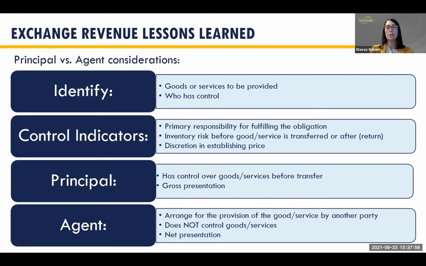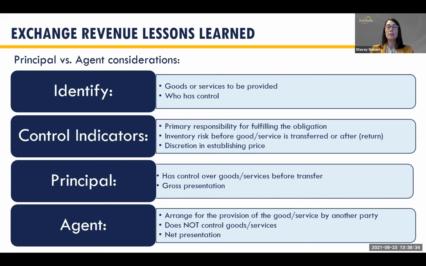to make that determination of who would be considered the principal versus agent. In a principal situation, the principal is going to have control over those goods and services, and they are going to report their revenue at gross presentation. An example of this would be, say we have an entity, let's call them Center for Arts, and they're selling tickets to a customer for a performance that's being put on by the center's students. In this instance, the center is responsible for providing that performance obligation, and they are going to record the revenue at the total cost of the ticket.